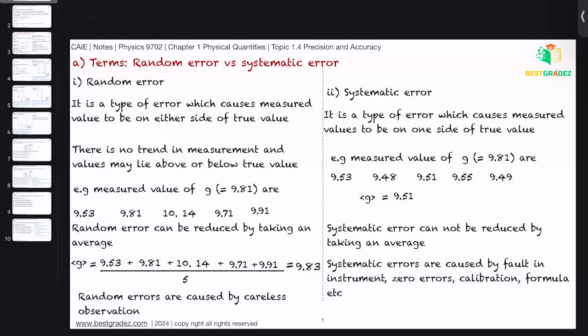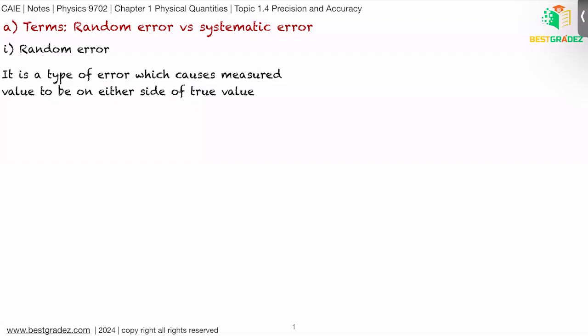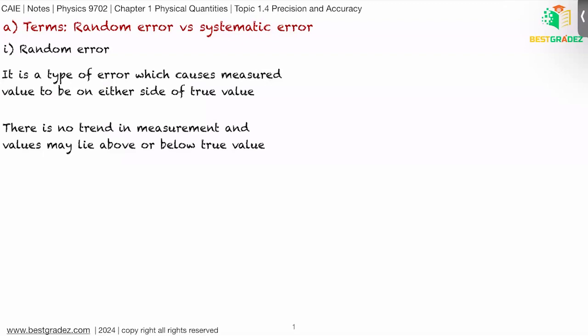We can start with 1.4, which is random error and systematic error. This one is the descriptive part of the chapter. So random error, self-explanatory. खुद इसको जरा read करें. Try to understand what is written. So I want you to go through this. It's a type of error which causes measured value to be on either side of true value. Meaning what? There's no trend in measurement, and values may lie above or below true value.